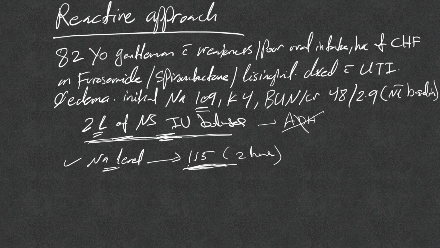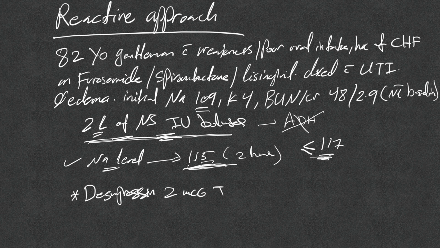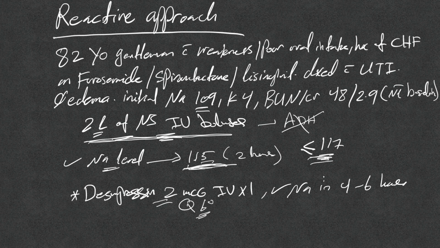So my goal is to keep it for the next 24 hours, should remain equal or less than 117, right? Or even less. So now I expect this will definitely exceed this. The way we do it here, multiple ways. The easiest and most efficient one is to give desmopressin 2 mcg or 1 mcg IV times 1, then check sodium level in 4 to 6 hours, and then you can repeat another dose. You can give it every 6 hours to keep the sodium equal or less than 117, okay? Once you achieve that, you can stop desmopressin and continue monitoring sodium and treat accordingly.